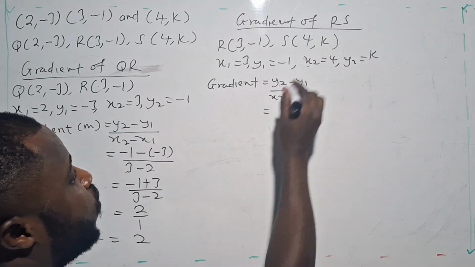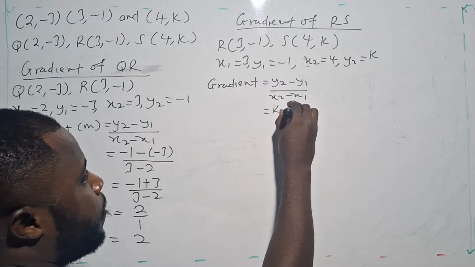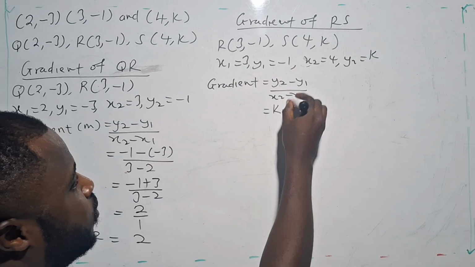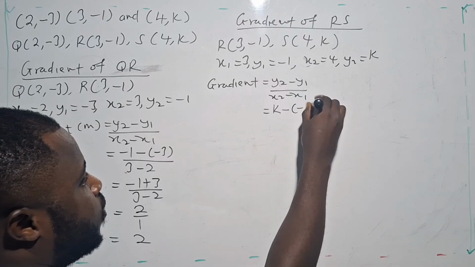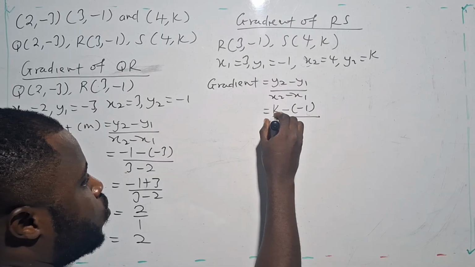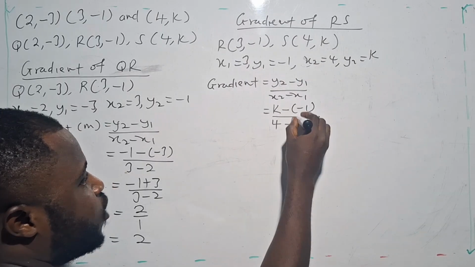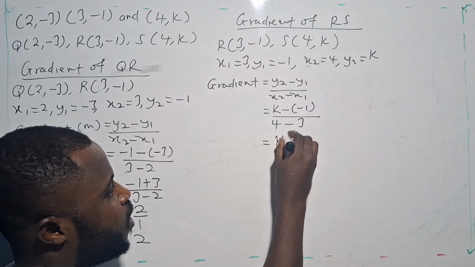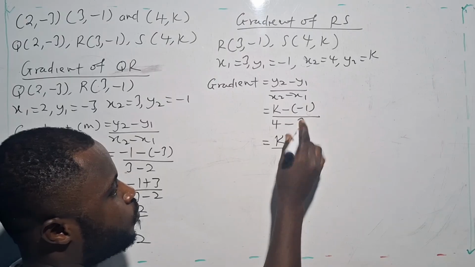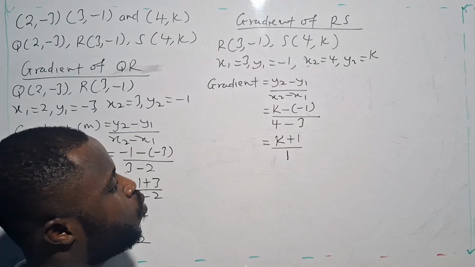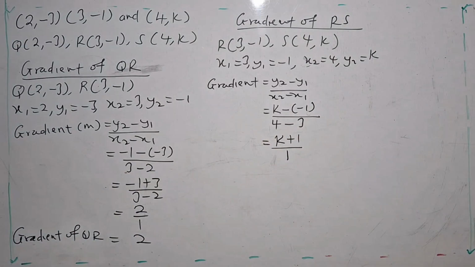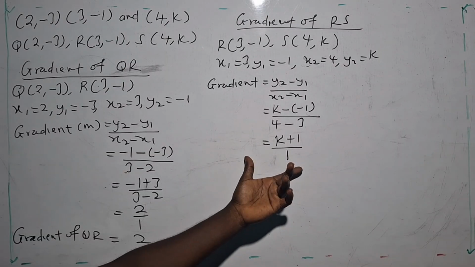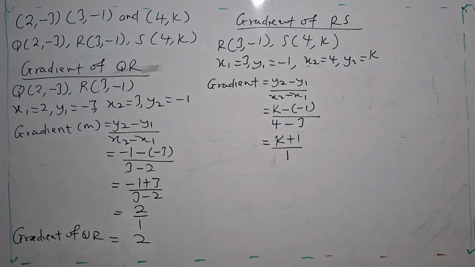So the Y2 is K minus Y1, which is -1, all over X2, 4, minus X1, 3. Now, the top one gives us K plus 1, all over 1. K plus 1, all over 1. Now, they say we should find the value of K, but we have arrived here. So how do we proceed to find the value of K?